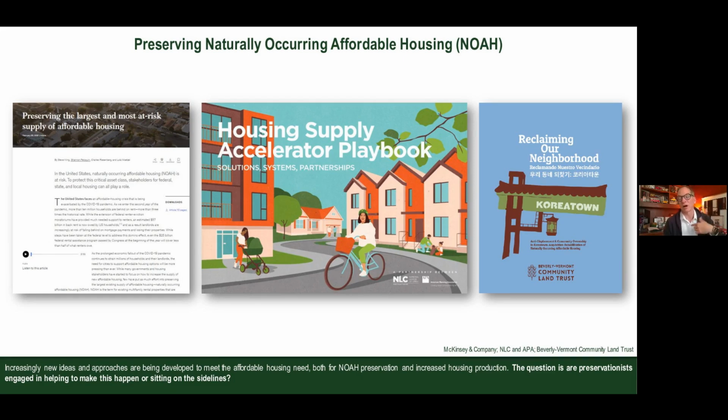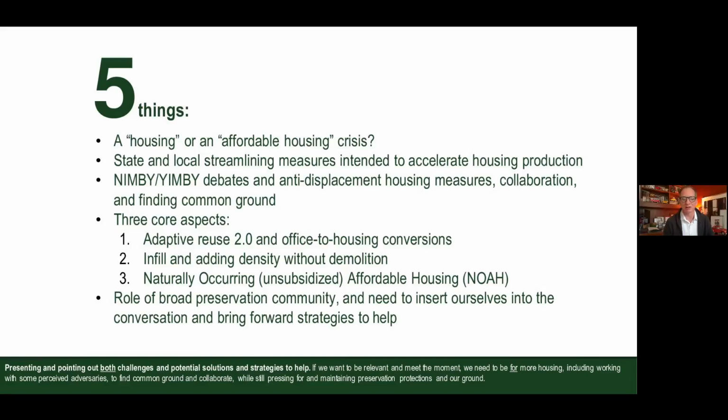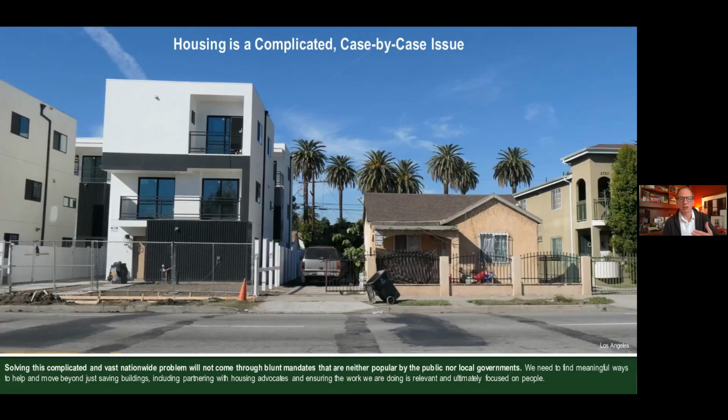And it's about the question of, are we engaging in those conversations in our communities to try to help? Because again, it's impacting largely older and historic housing stock when we're talking about this conversation. So to wrap up, I hopefully covered these 5 things in terms of this conversation. And I will again just reiterate, it's a complicated conversation, especially at the local level and at the state level.